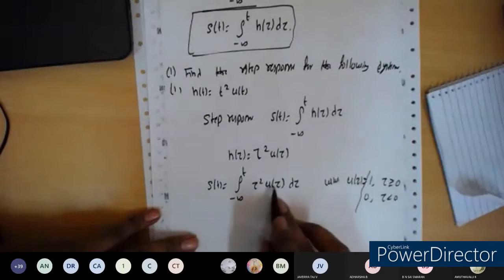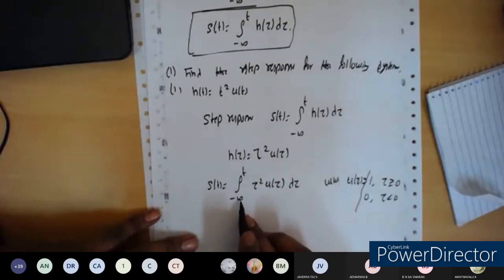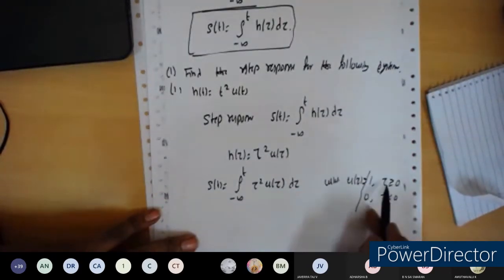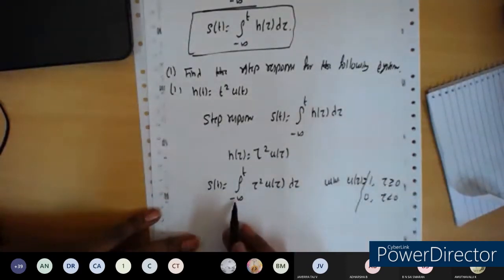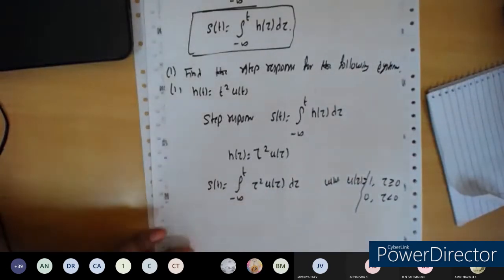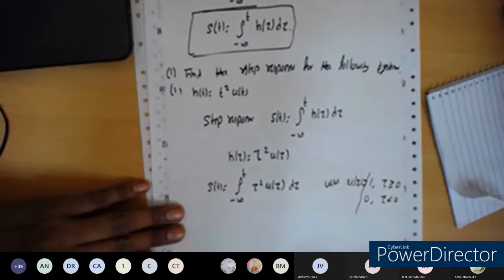For all the problems you are going to do it like this. Here the summation integral is going to vary from minus infinity to t, and there will be a unit step function. So we are going to write the condition and accordingly change the lower limit, from where the signal is going to start, and modify the formula accordingly.